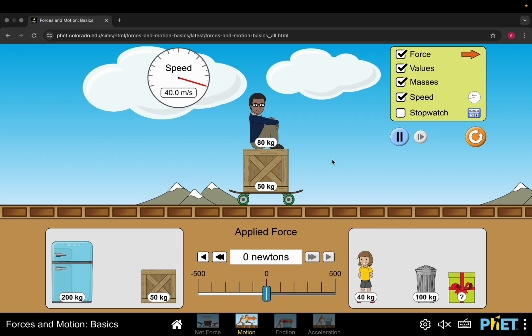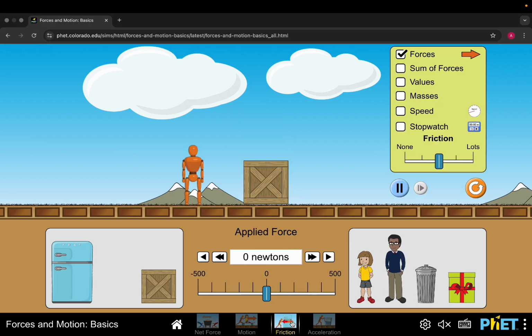It keeps moving at a constant speed because there's no friction. And yeah, it causes acceleration, not a constant velocity. Yeah, perfect. Now let's move to friction. Well, friction is a force that always acts against motion.